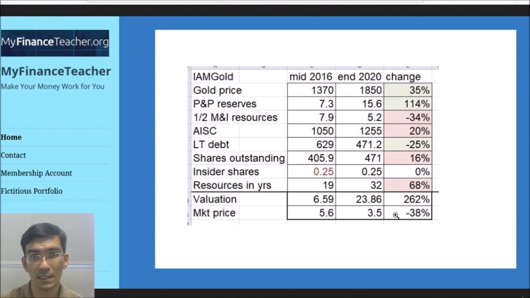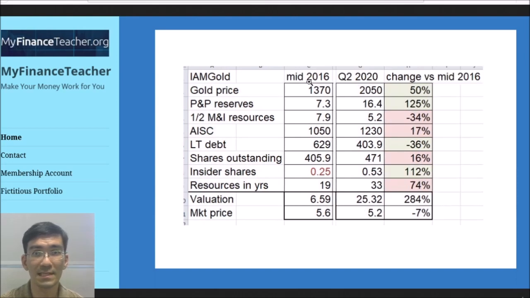Talking about the market sentiment, I think it's a little bit unfair to compare the mid-2016 with late 2020, because mid-2016 coincides with a local peak, both in gold prices and in the share price of IAG. Whereas for 2020, the peak prices were somewhere in late summer. So let's instead compare the valuation in mid-2016 with mid-2020.